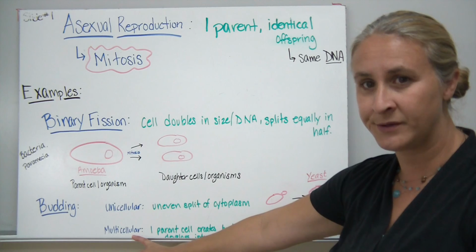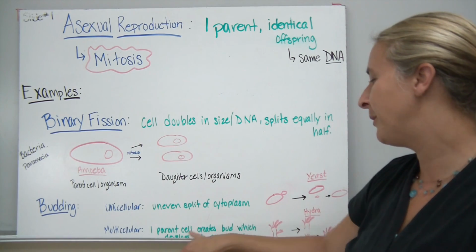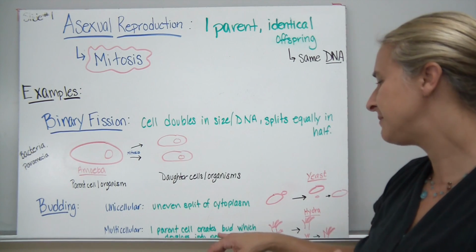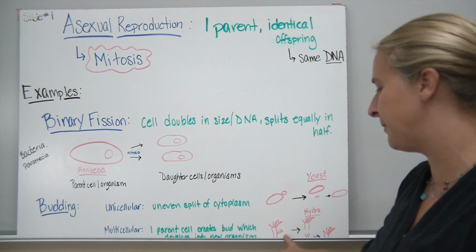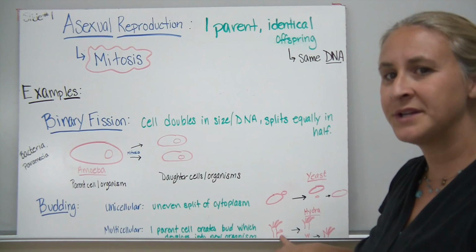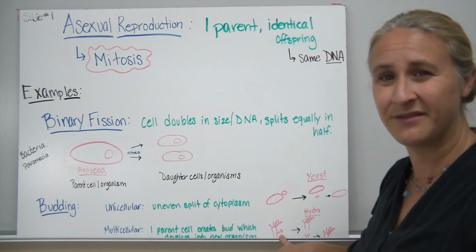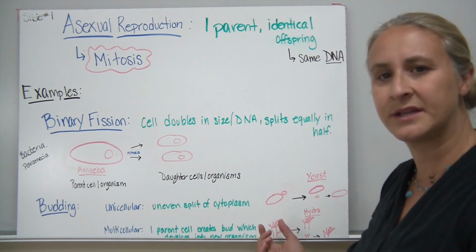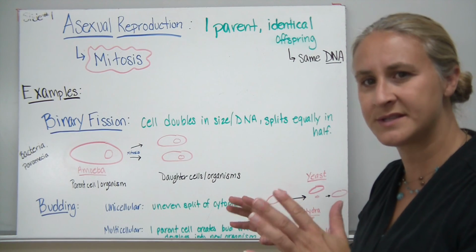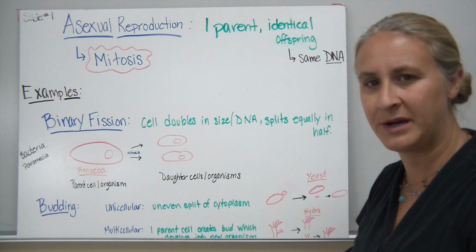If a multicellular organism carries out budding, we would have one parent cell that would create a bud, which would develop into a new organism. An organism that carries this out traditionally is a Hydra. A Hydra is a relative of a jellyfish. It kind of looks like a tube with little tentacles at the end. They're found in freshwater ponds.